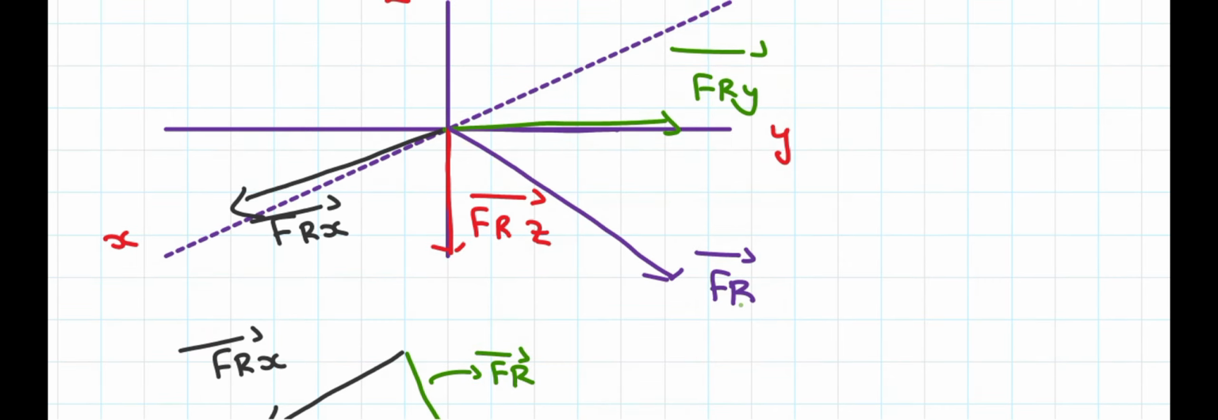So that's why I draw the resultant vector like this. This is our FR. FR makes an angle alpha with the positive x-axis. Similarly, FR makes an angle beta with the positive y-axis. And lastly, FR makes an angle gamma with the positive z-axis. Why do I draw the angles like this? Because we measure the angle in the anti-clockwise direction. That's why I draw the angles like this.